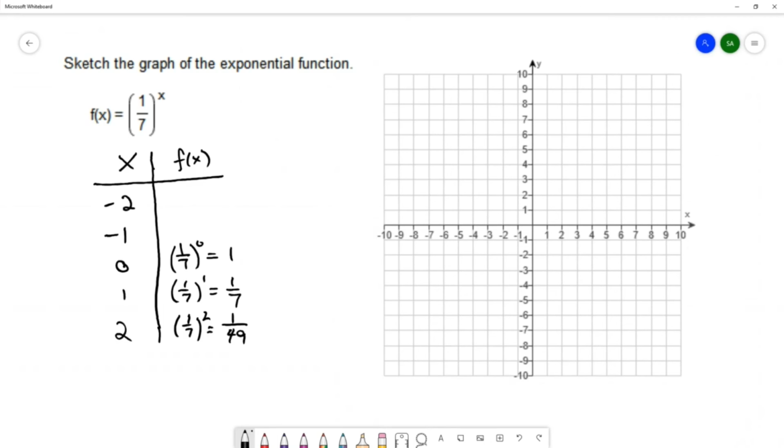And 1/7 to the -1 power. When we have a negative in the exponent, that means that we can do the reciprocal of the base to apply that negative. So to get rid of that negative, we're going to do the reciprocal of 1/7, which is 7. We have 7 to the first power now.